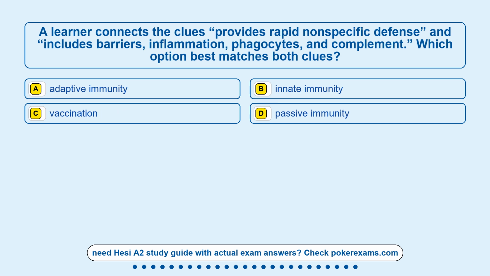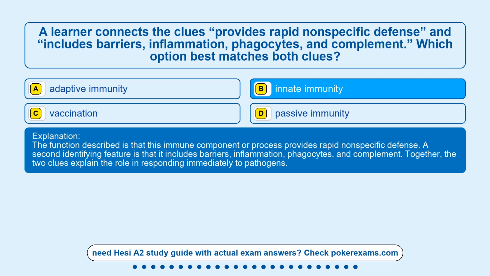Question 23. A learner connects the clues, provides rapid nonspecific defense, and includes barriers, inflammation, phagocytes, and complement. Which option best matches both clues? Option A, adaptive immunity. Option B, innate immunity. Option C, vaccination. Option D, passive immunity. The correct answer is option B, innate immunity.